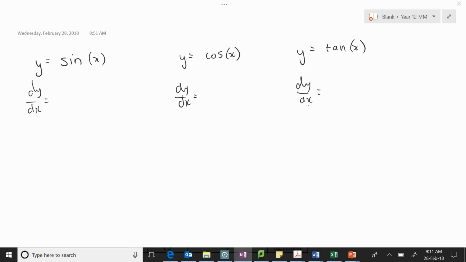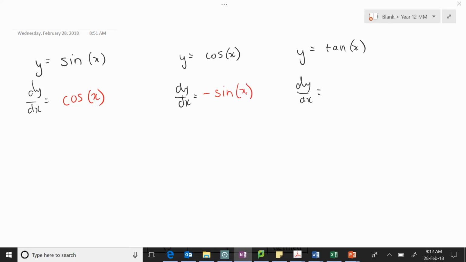So last session I got you to copy a couple of rules. We're just revising on the rules now. If I had sine of x, the derivative of sine of x has to be cos of x. I'm going to write it in red actually. You got cos of x. What is the derivative of cos of x? Negative sine of x. You got negative sine of x.